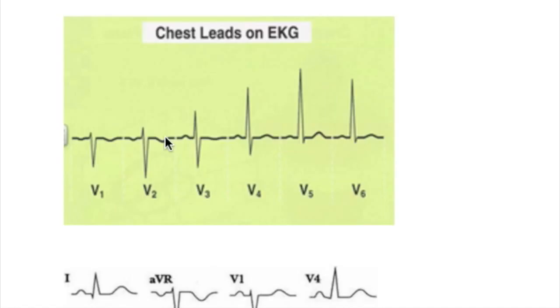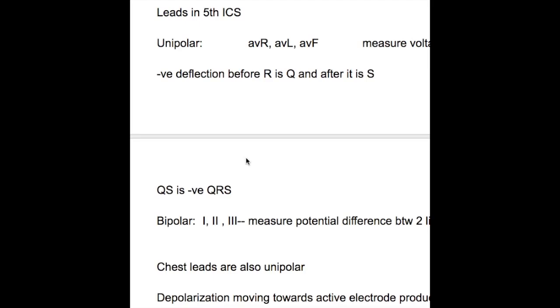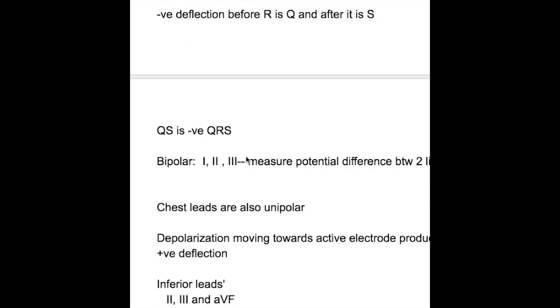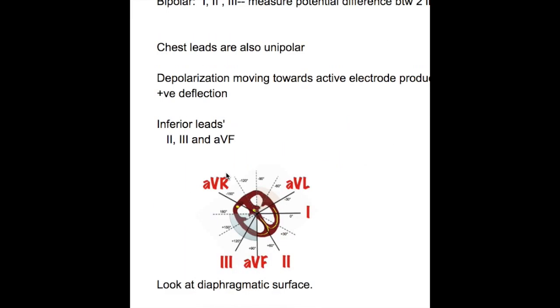Which leads have Q waves? A small Q wave may be present in chest leads 4, 5 and 6. And the R wave is positive or tall in these leads because the wave of excitation moves towards the electrodes. What's a positive deflection? A positive deflection is produced when depolarization moves towards an active electrode.